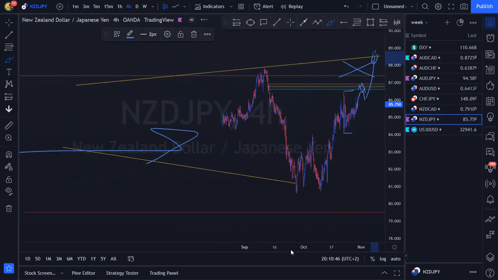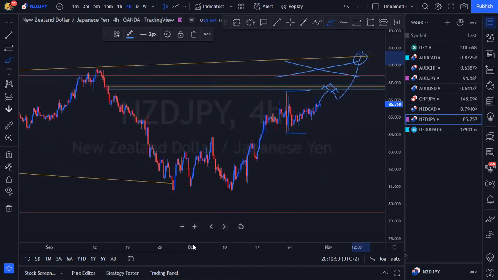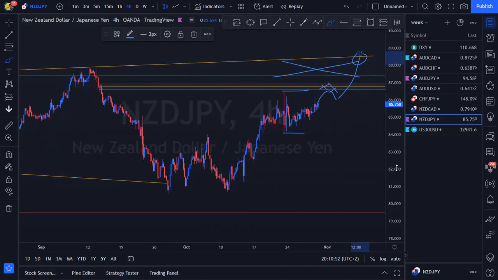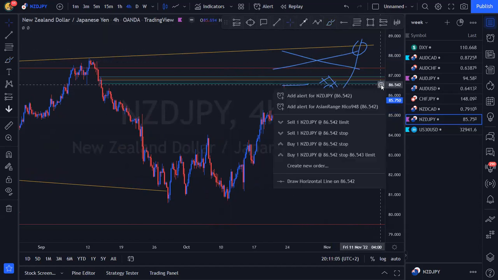I just want to see the overall structure. Cool. Yeah, so New Zealand dollar yen, yes, I will be bearish from this POI there. Let's just wait and see if price action does come up there. That'll give us an entry. Just setting that somewhere.